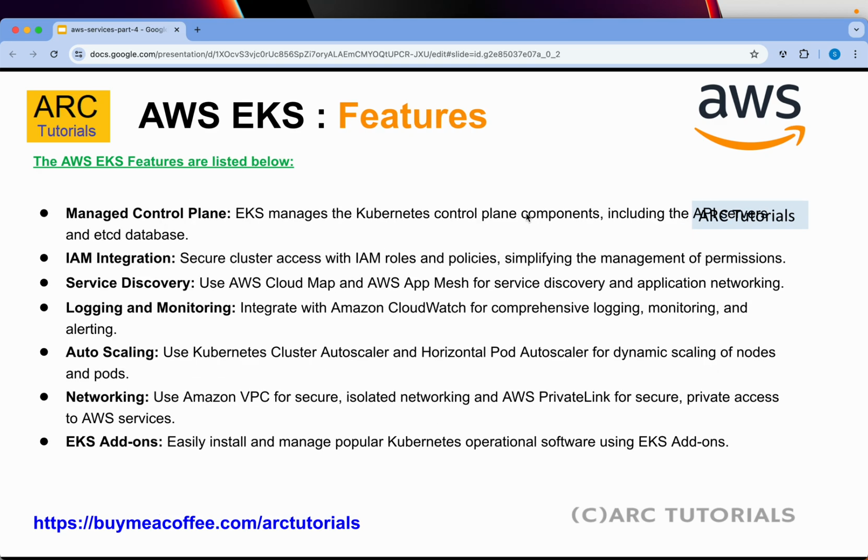Some of the key features: I already told you that EKS is fully managed, which means you have the complete Kubernetes control plane components, including the etcd database, etc. You can integrate IAM, and you can integrate AWS Cloud Map and AWS App Mesh for service discovery and application networking. With support of Amazon CloudWatch, we have a comprehensive logging, monitoring, and alerting system. We also use the Kubernetes Cluster Autoscaler and Horizontal Pod Autoscaler. These are dynamic scaling tools which help us manage our nodes and pods, and scale up or scale down. Talking about networking, we can use Amazon VPC for secure isolated networking and AWS PrivateLink. There are a lot of popular add-ons that you can add on top of Kubernetes control planes, and those are available as part of the AWS service platform.